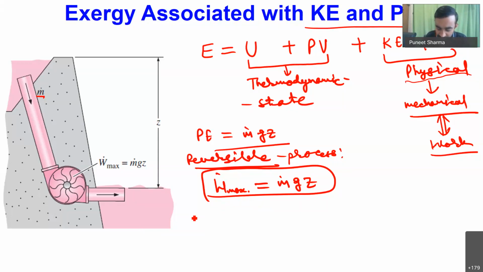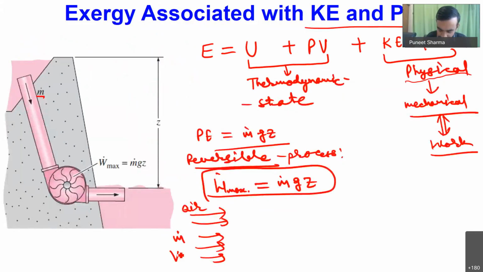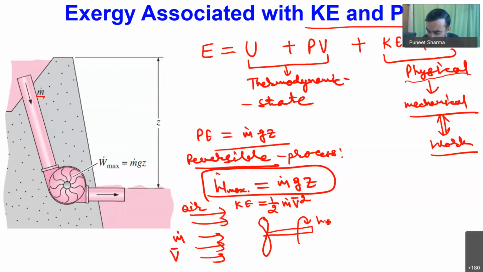Similarly, say I have a stream of air flowing at mass flow rate m dot, with velocity v bar. What is the kinetic energy available with this stream of air? It will be half into m dot v bar square. Now if I place an impeller in front of this stream of air, the air faces the impeller and rotates it, and upon rotation it gives me shaft work at the rate of W dot shaft.